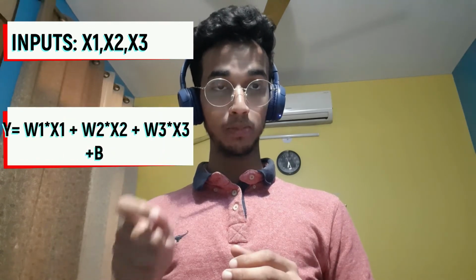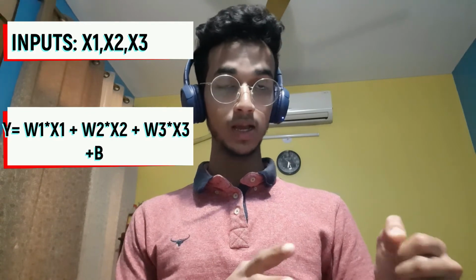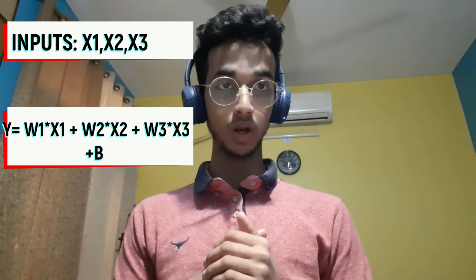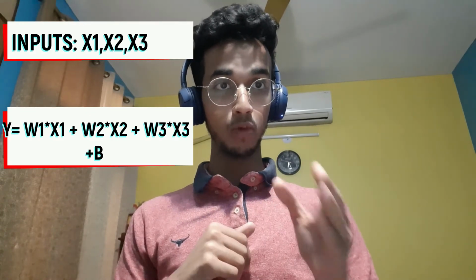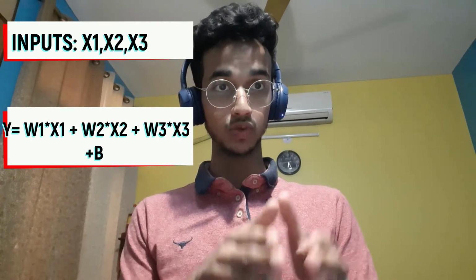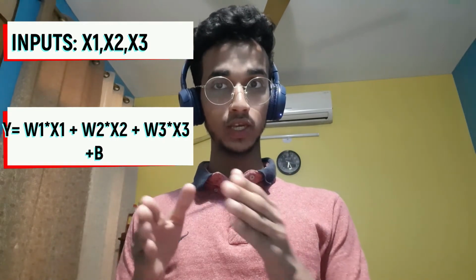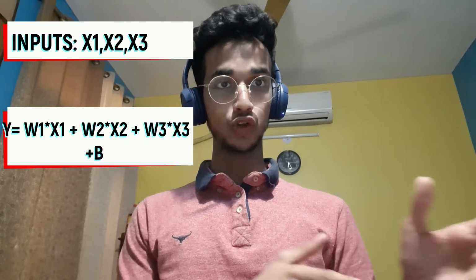So how do you get the output from the input? Let's represent the input as x1, x2 and x3. Your output y is nothing but w1 into x1 plus w2 into x2 plus w3 into x3 plus a constant term which we call bias. So w1, w2, w3 are weights which tell the neural network how important x1, x2 and x3 are for the particular output. You can see that the equation of y is nothing but that of a straight line.